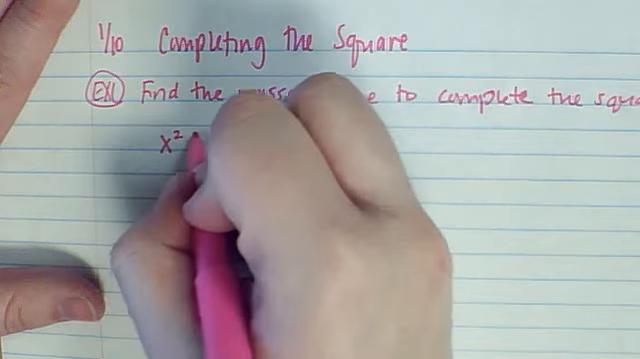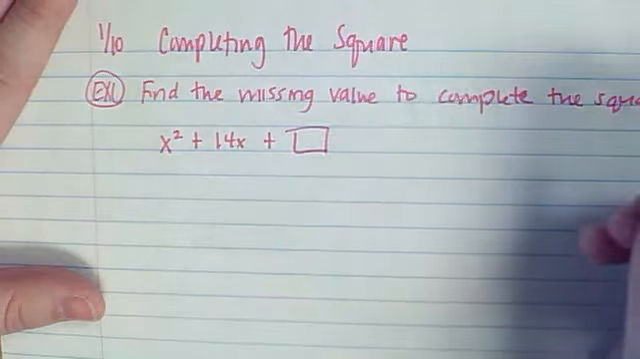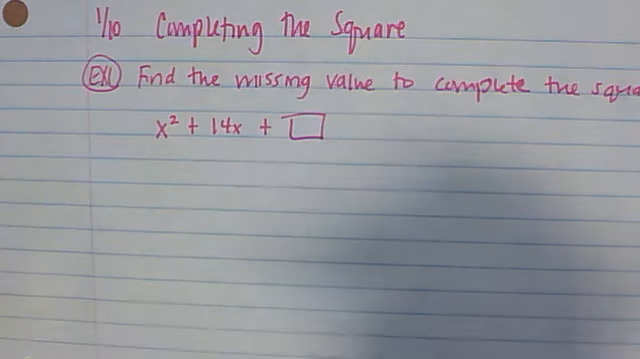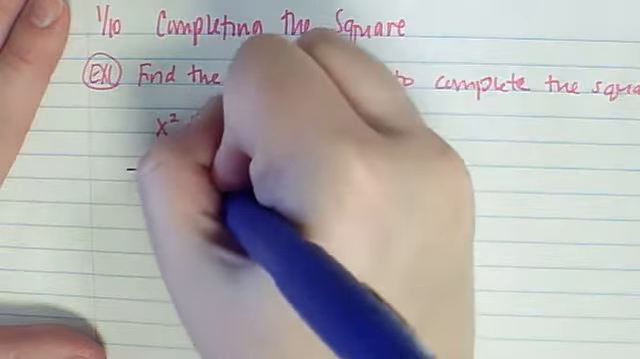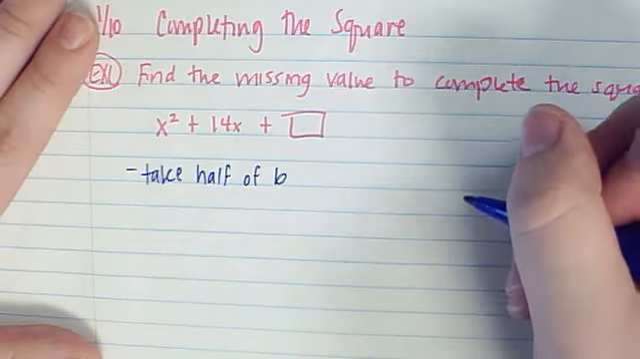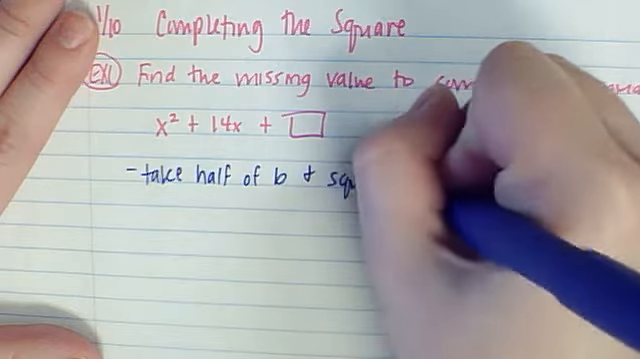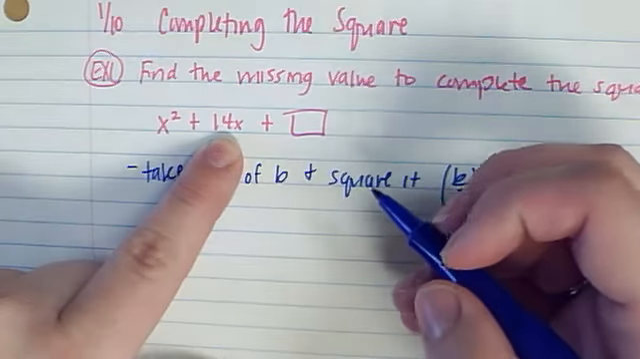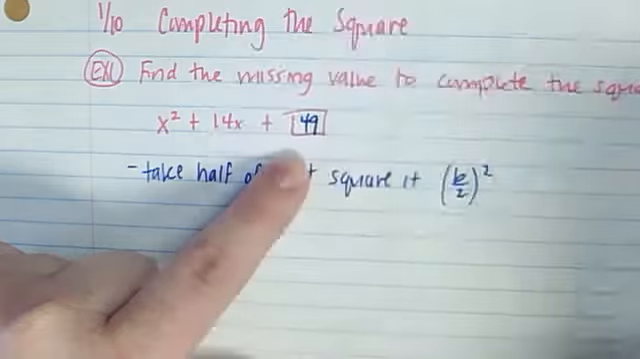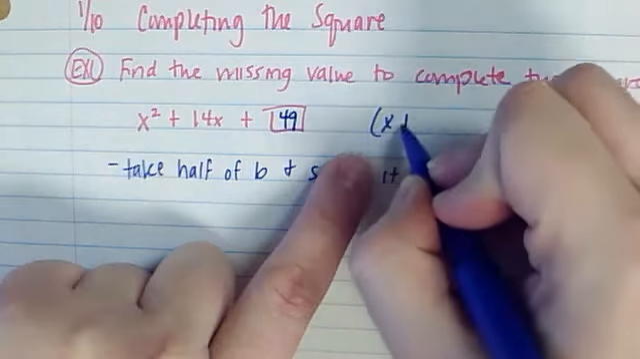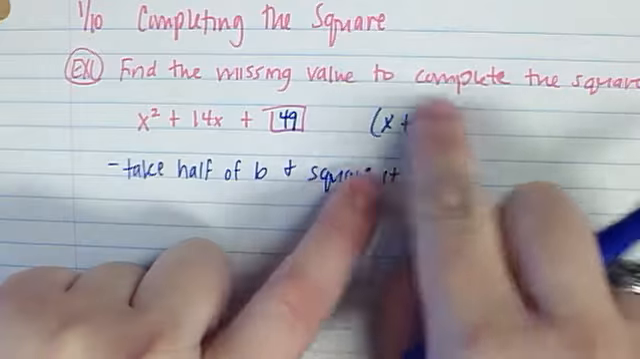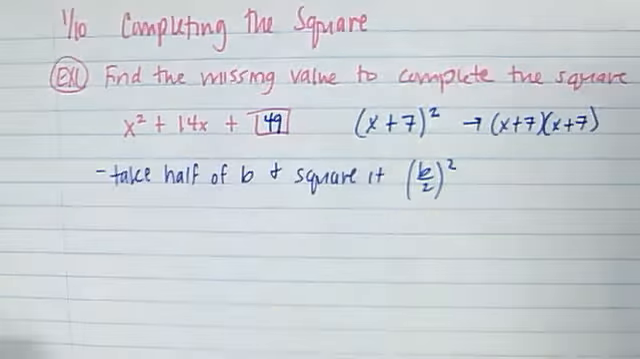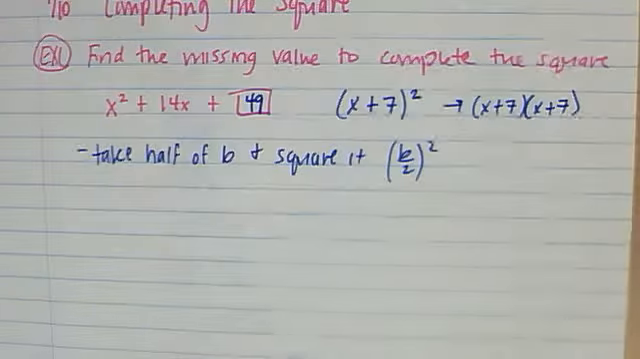Alright, so I'm going to start off with x squared plus 14x plus something. To figure out what that is, I want to take half of b and square it. So half of b squared. If I take half of b, well, half of 14 is 7, and I square that, I get 49 here. So that's my missing thing. So this becomes your (x plus 7) squared, which is x plus 7 times x plus 7. So that's our whole point, to complete the square so we can solve and go forth.